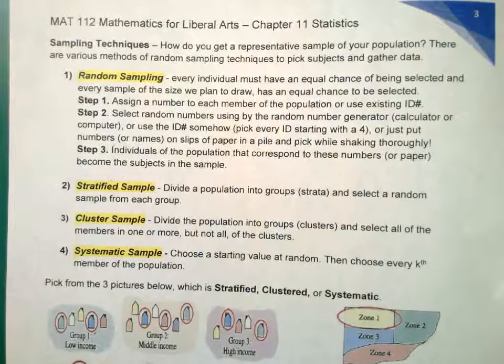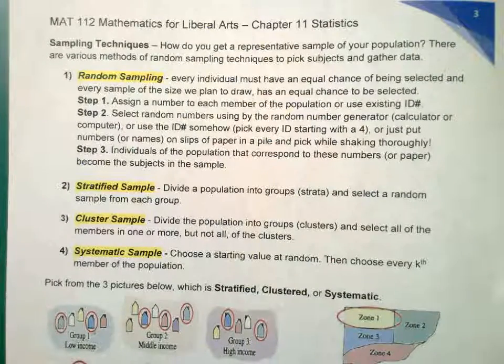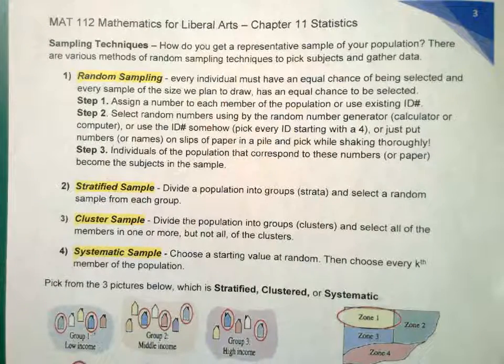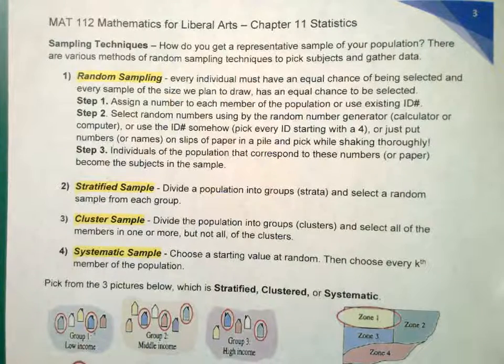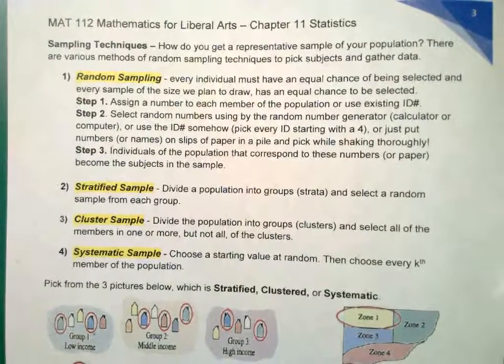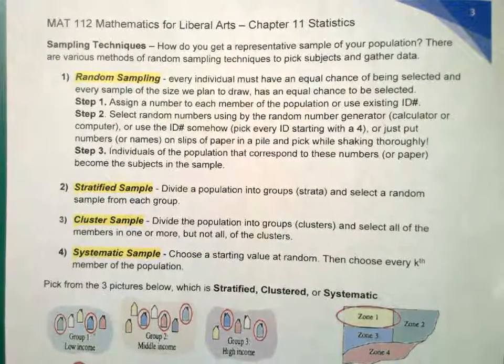Your calculator or computer can just spit out a random number, or use an ID number somehow, like pick every ID starting with a 4, or just put their names and numbers in a slip and put it in a pile and shake thoroughly in between each pick. Individuals in a population that correspond with these numbers or papers are the subjects of your sample. So you've done that before. You put their names on something, put them in a bowl, grab the name out, and that person's part of the sample. That's how you randomly pick one.